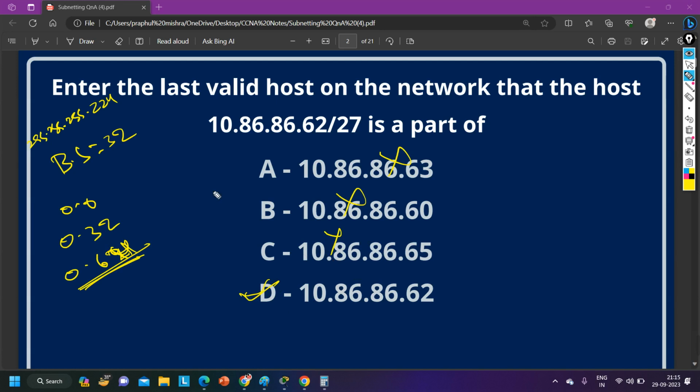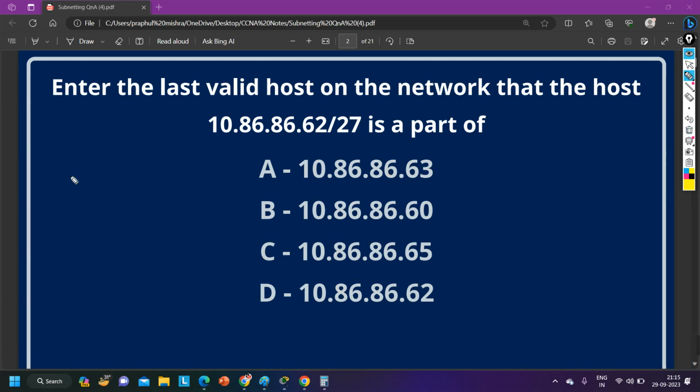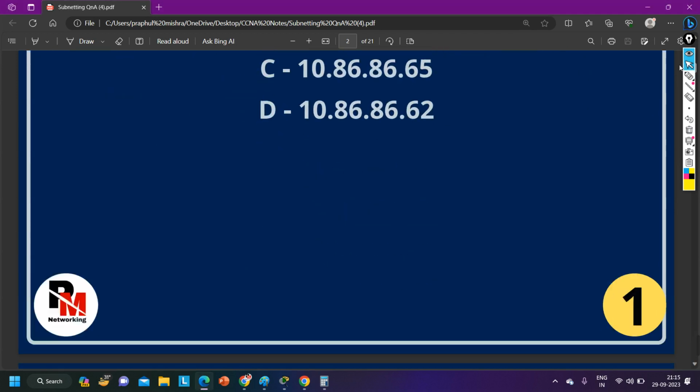This one is also incorrect. Why? 63 is broadcast. See, block size is 32, which means the first network is 0.0, the second network is 0.32, and the third network is 0.64. What will be the broadcast ID of this network? 0.63. So this is the broadcast ID. It's asking for the last valid IP address, so the last valid IP address will be 0.62. So option D is the correct answer of this question.